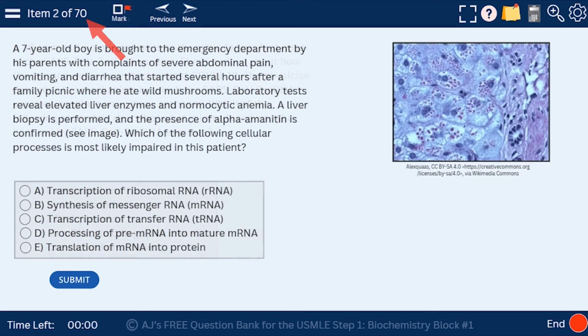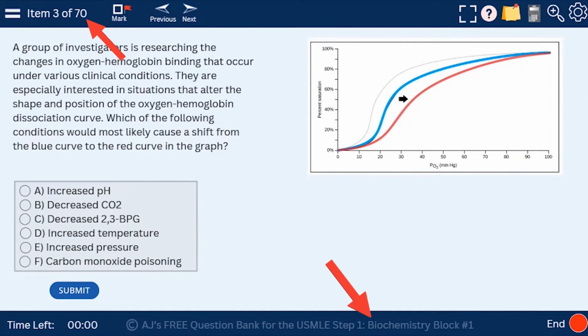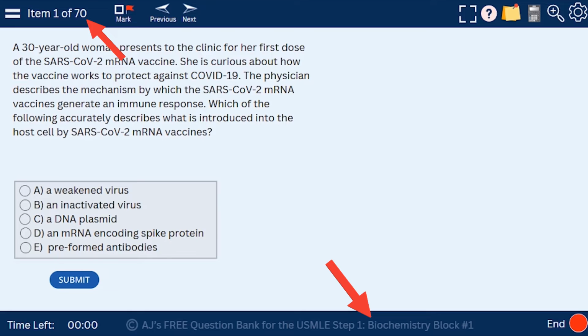Alright, here we have another 70 questions, this time in biochemistry. Let's have a ton of fun going through these 70 USMLE biochemistry questions.